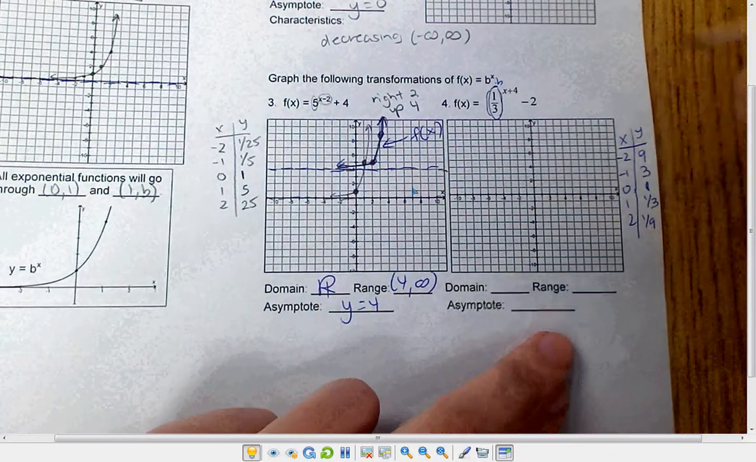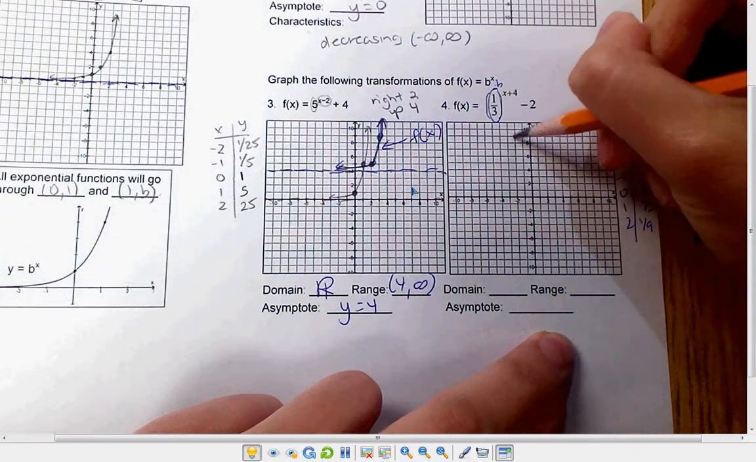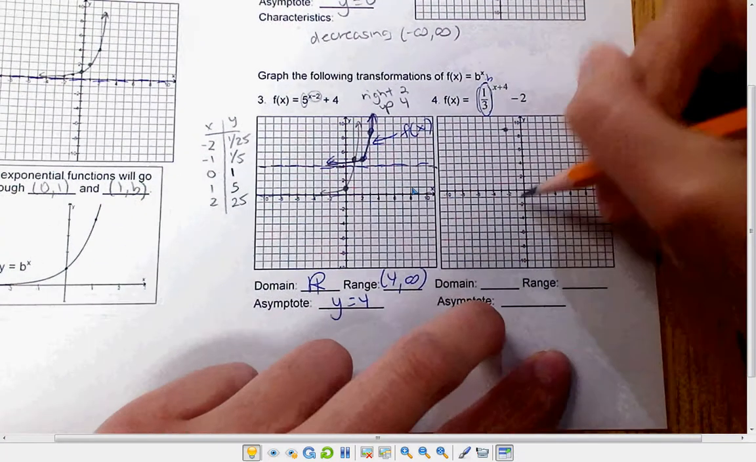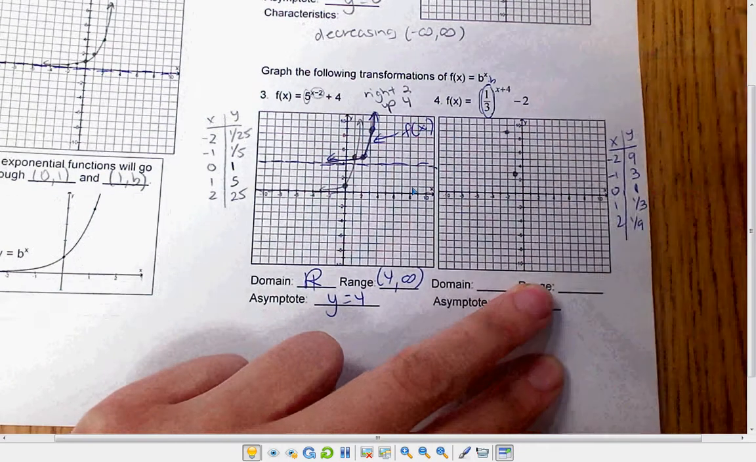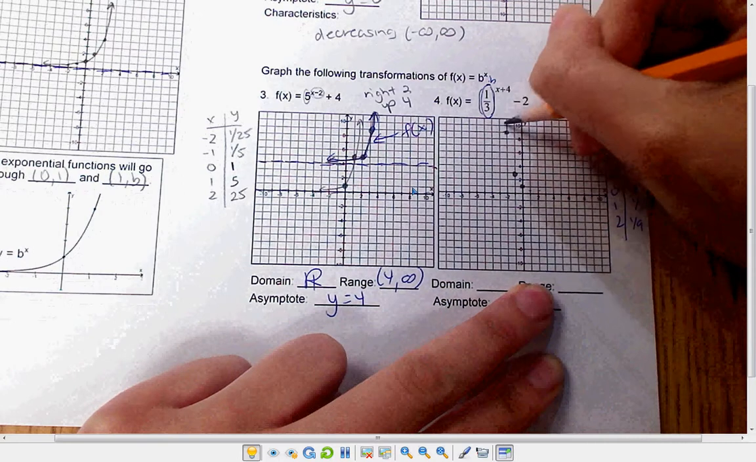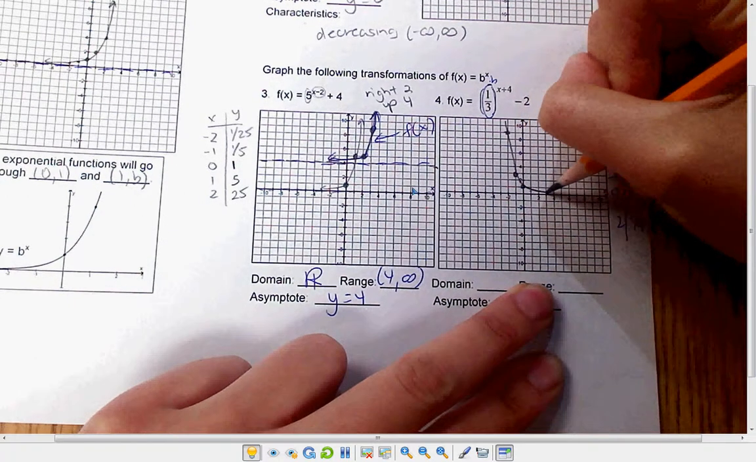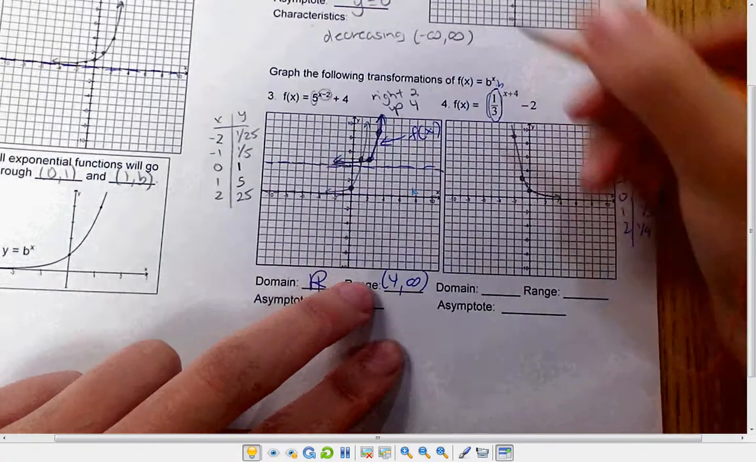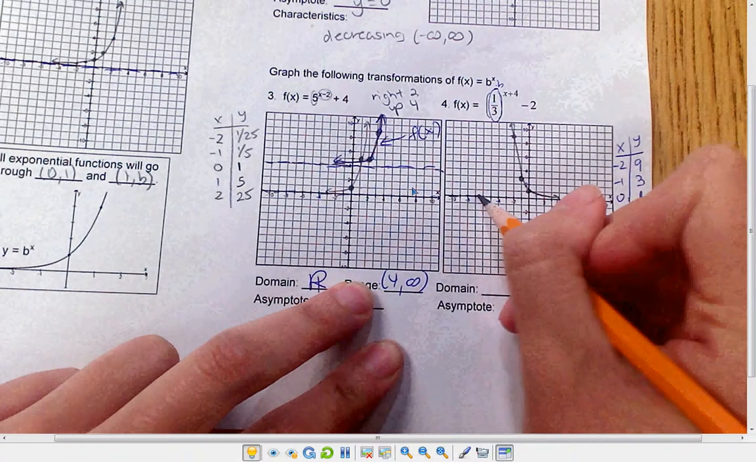So let me start off plotting this. -2, 9. -1, 3. 0, 1. And then again our fractions, which means that I get closer and closer to my asymptote. So this is my parent function, and now I'm going to be shifting it.